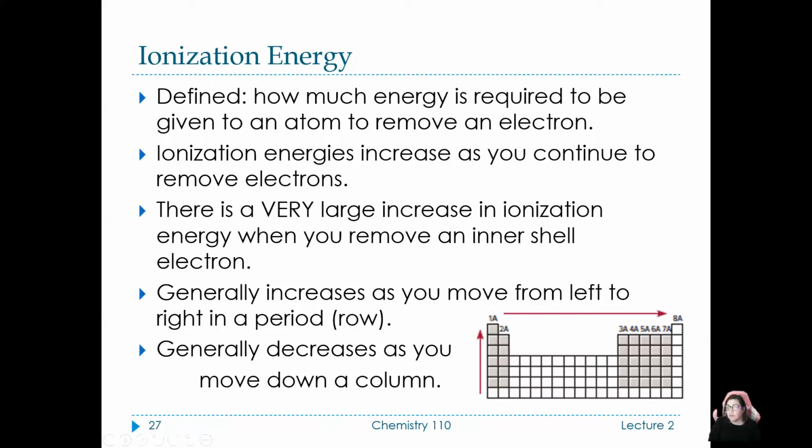So if we're talking about something that's in that second row, if we're talking about lithium, say, I can give up one electron very easily to become Li+. But if I want to become Li2+, I'm then taking from that first row's electrons, which are the inside ones, and that's much, much harder to do. So ionization energy generally increases as you move from left to right in a period, so across the table, and generally decreases as you move down a column. Okay.